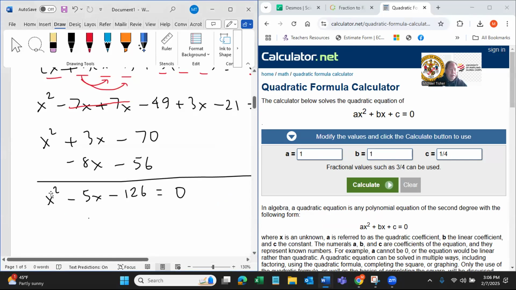All right. So notice that there's nothing in front of the x squared right here, which is technically 1x squared. So that means a is 1. And then we have a negative 5x. So b is the coefficient in front of the x, which is negative 5. So put negative 5 in. And then c is the constant term, which in this case is negative 126.